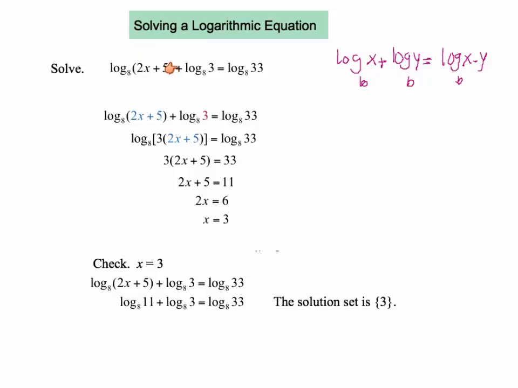So log of 2x plus 5 plus log of 3 can be combined to log of 3 times 2x plus 5. We can combine these into one logarithm.